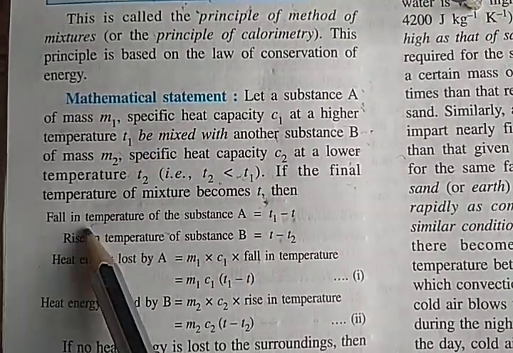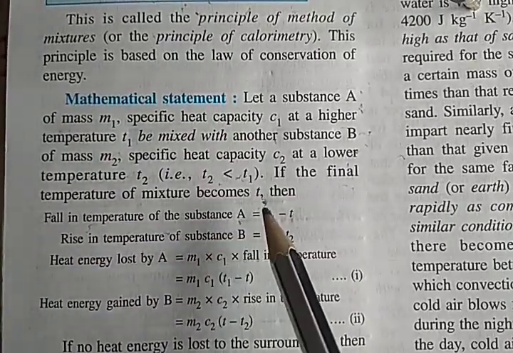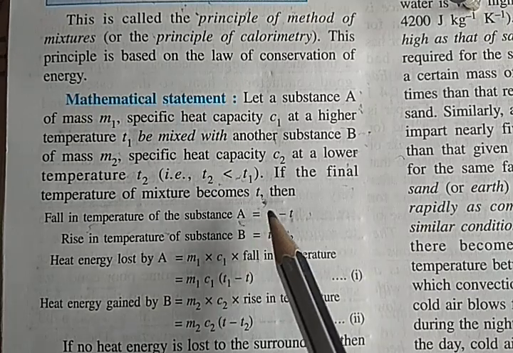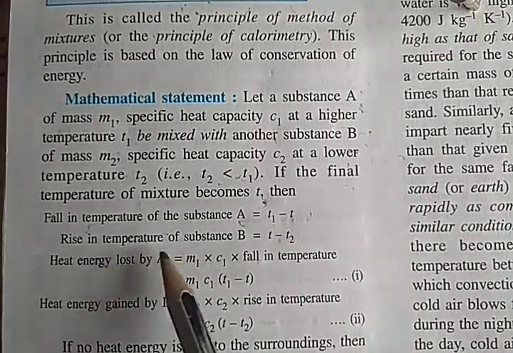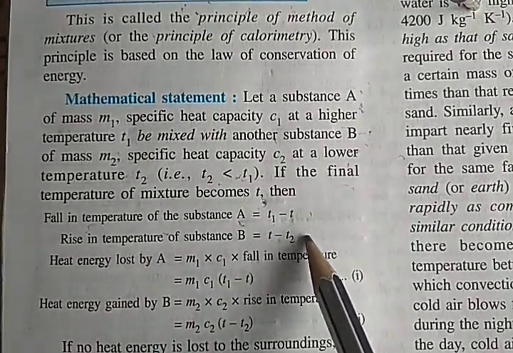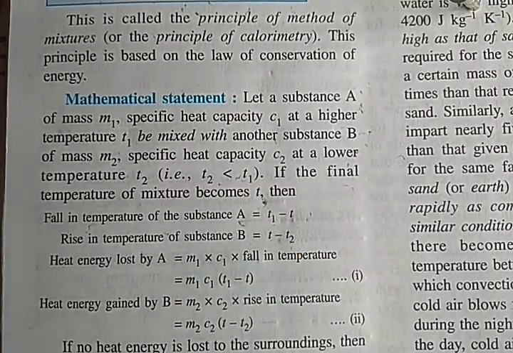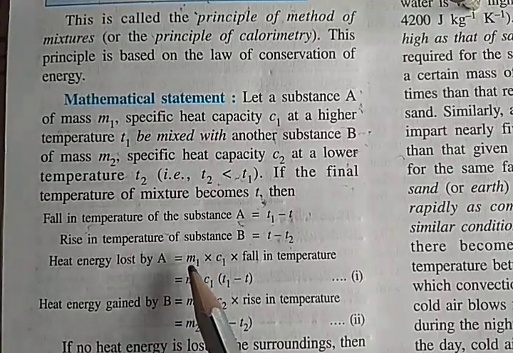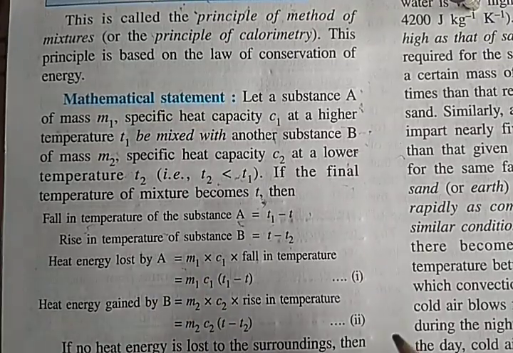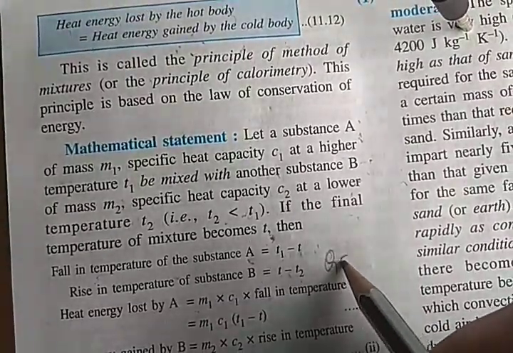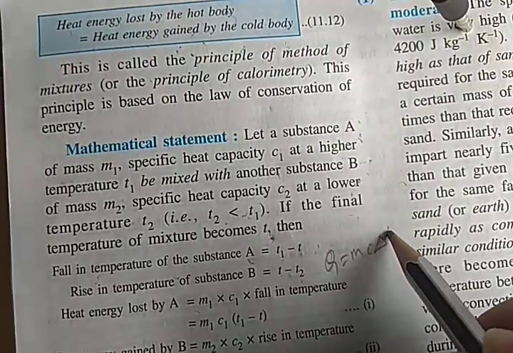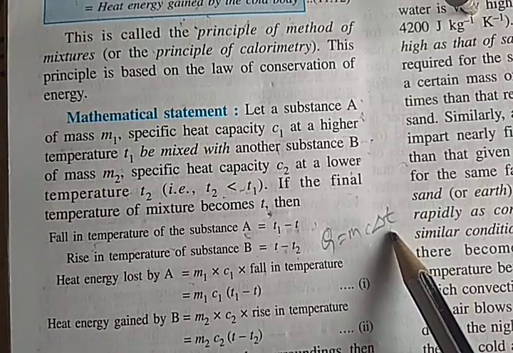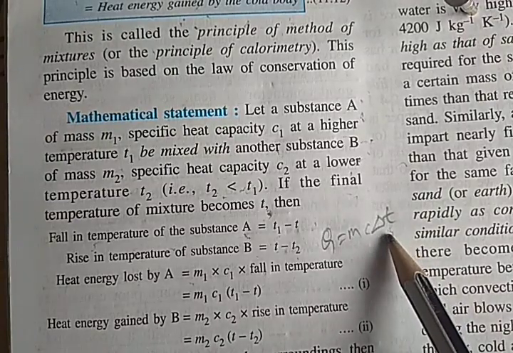So what is the fall in temperature of substance A? It is T1 minus T. So the loss in temperature of A will be T1 minus T. The rise in temperature of B will be T minus T2, the final temperature minus the initial temperature. So what is the heat lost by A? Heat lost by A, we know Q is MC delta T. We get this expression from the factors affecting heat lost or gained by a body.